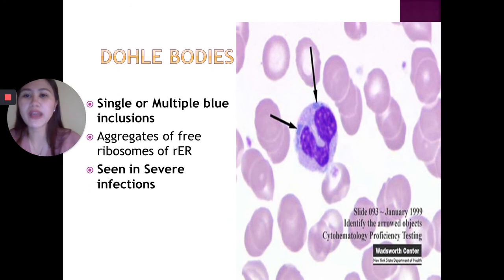Next, we have Döhle bodies. This blue inclusion here is called a Döhle body. If there are 2 or more, or multiple blue inclusions in the cytoplasm area, you call them Döhle bodies. What are these? These are aggregates of free ribosomes of your RER. Usually these are seen in patients with severe infection.